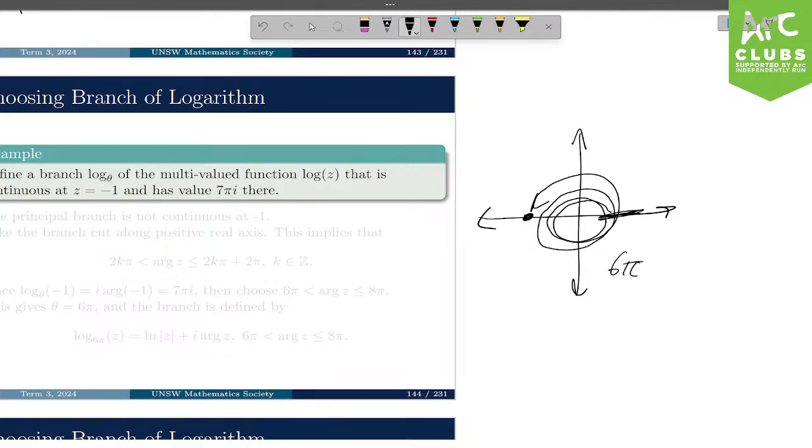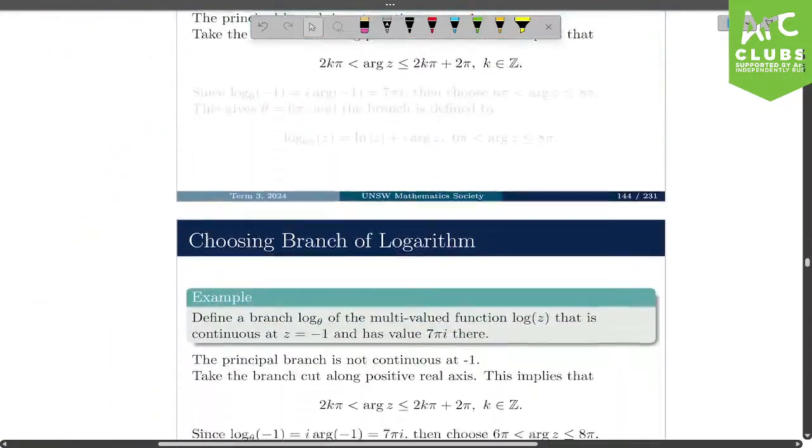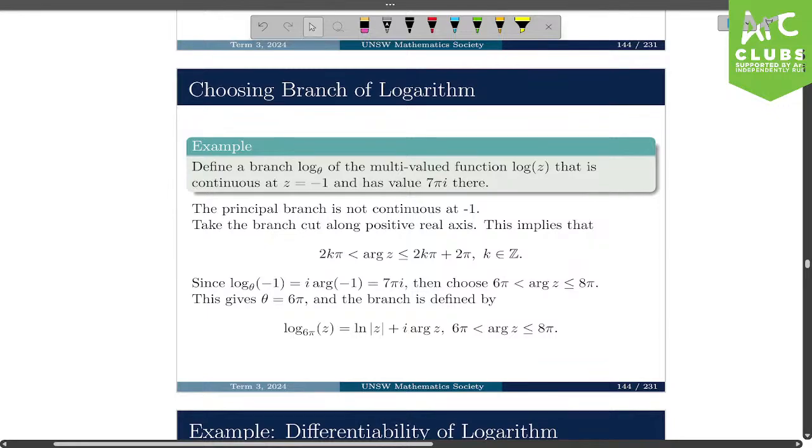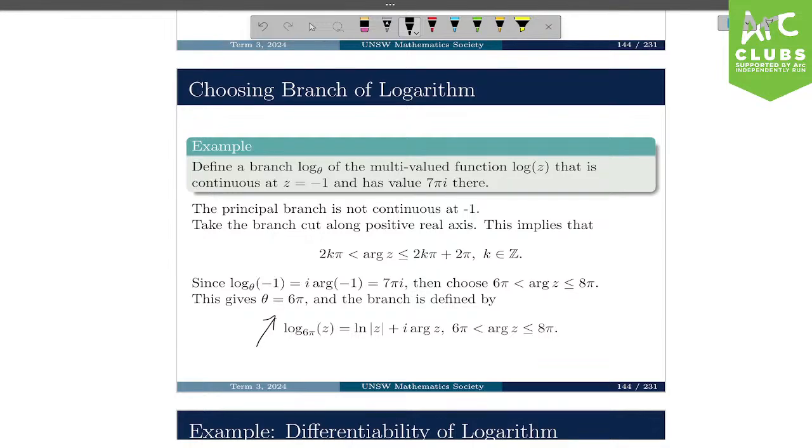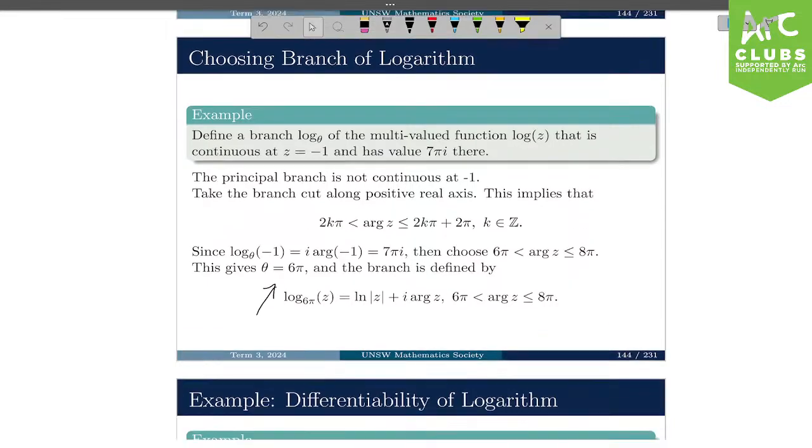Okay? So, you'll actually see in the working out just over here that by taking the branch cut at 6 pi, it makes sure that our logarithm is actually defined at 7 pi i. Sorry, defined at z equals minus 1 for it to return a value of 7 pi i. All right? Fantastic.